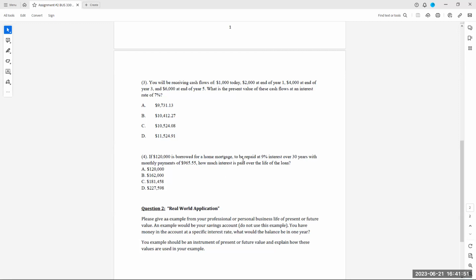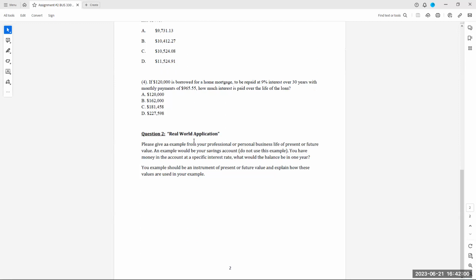You can download the Word doc file and put all your answers on this sheet. You don't need, I don't think, an Excel file. If you'd like to use an Excel file to do your calculations, go right ahead. And then in question 2, I ask you to do a real world application. Please give an example from your professional or personal business life of present or future value. An example would be your savings account. You have money in the account at a specific interest rate. What would be the balance in 1 year? A mortgage, a car loan, specific investments. Your example should be an instrument of present or future value and explain how these values are used in your example. So just give a real world example of these concepts from Chapter 5.